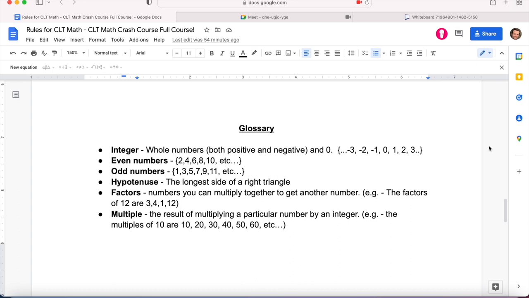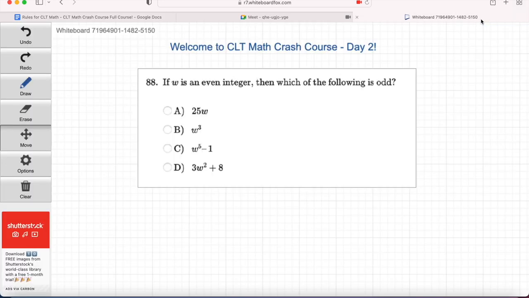Right, and then I've got some examples there, so that would include -3, -2, -1, 0, 1, 2, 3, 4, 5, 6, et cetera. It's basically a whole number. That's an integer. Does that make sense? Yes. Okay, good. And we need that definition, that understanding, for this question.